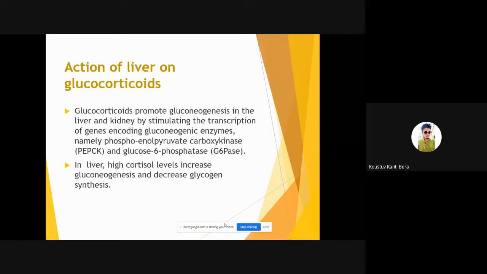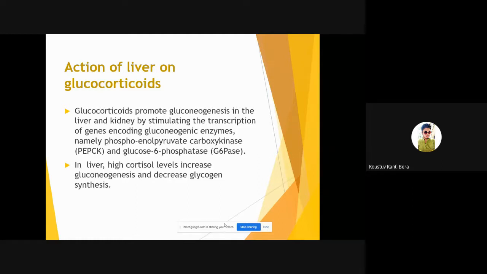Cortisol increases the mobilization of amino acids from muscle to liver, and cortisol antagonizes insulin action. Cortisol also causes insulin resistance and inhibits the translocation of GLUT4 transporter from the cytoplasm to the cell membrane.